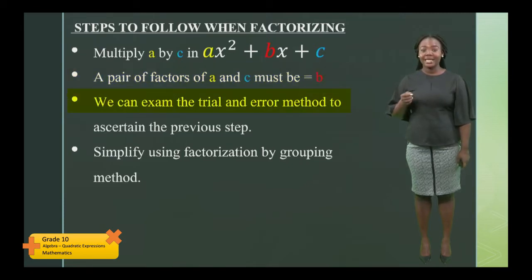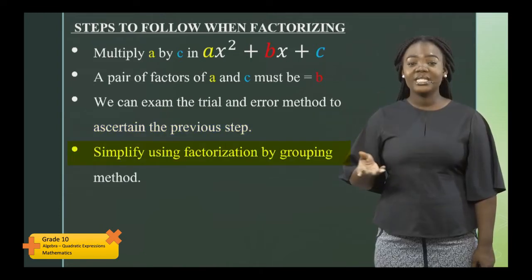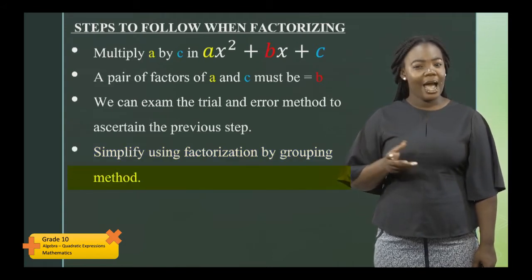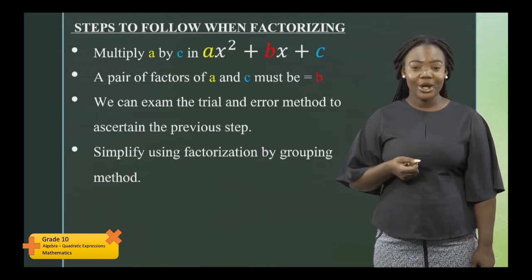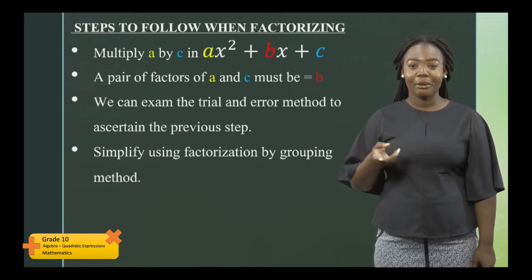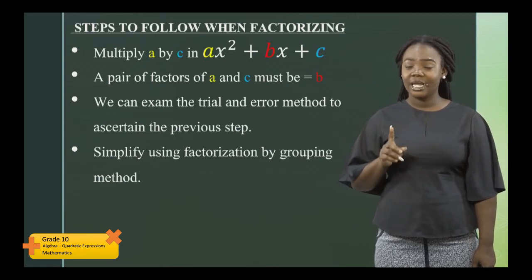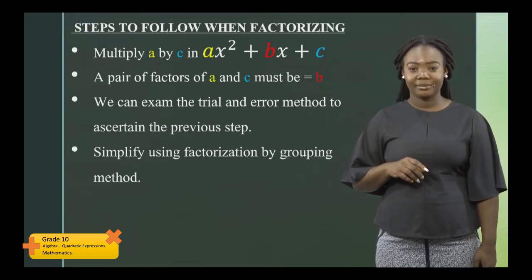Additionally, we can use the trial and error method to find the previous step, which is to get our pair of factors which will equate to b. Then we simply factorize by using the grouping method. And only recently we looked at how we can factorize using grouping. Now let's continue to see how we can factorize a quadratic expression.